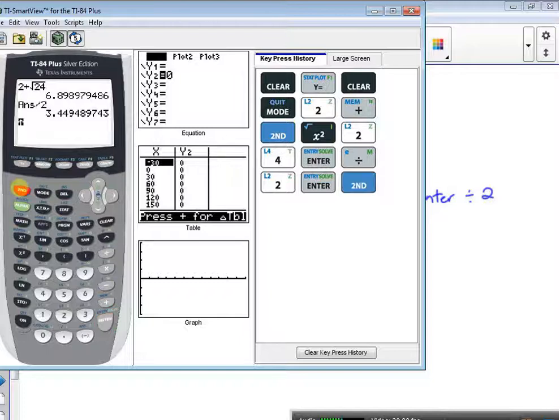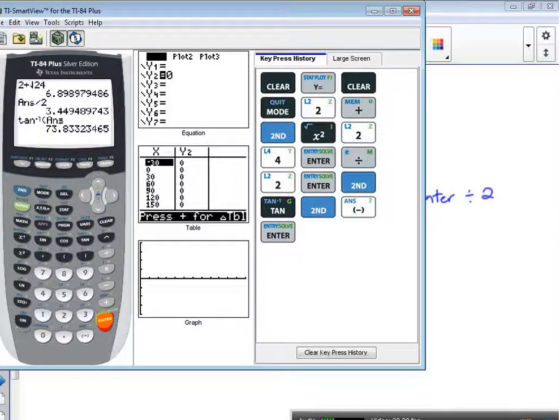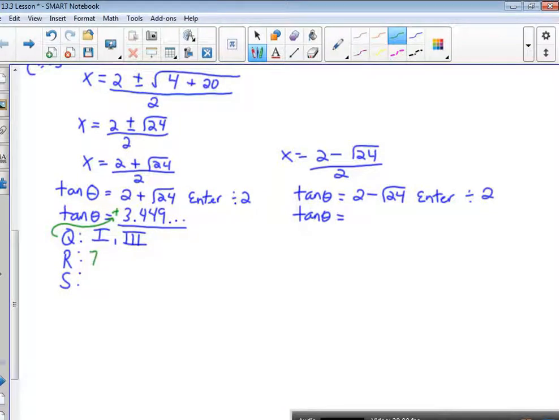And I have to do second tan, second answer. Never clear stuff out till we're through with it, and we're not through with that 3.449. If you're in degree mode, which I am, you should get 73.833. So that's my reference angle. So I did second tan, second answer, to get that reference angle. The sign is just reminding me they're both positive.